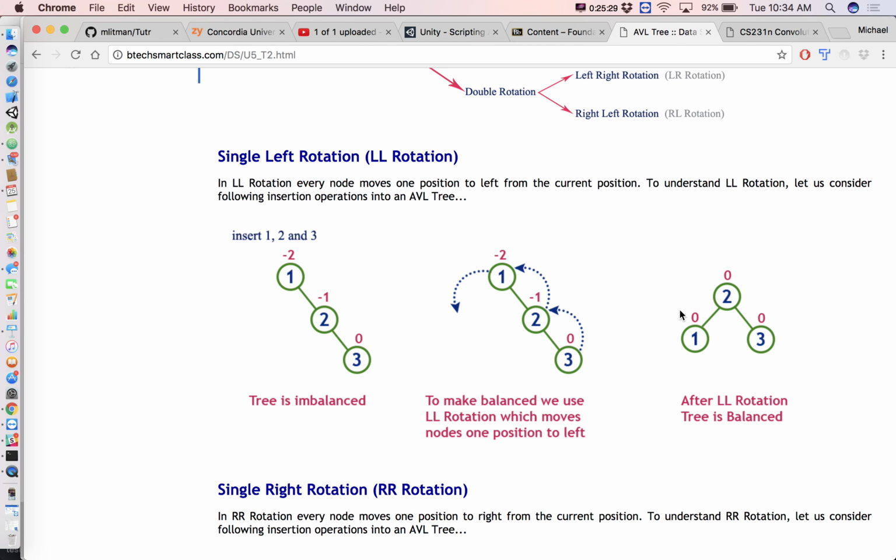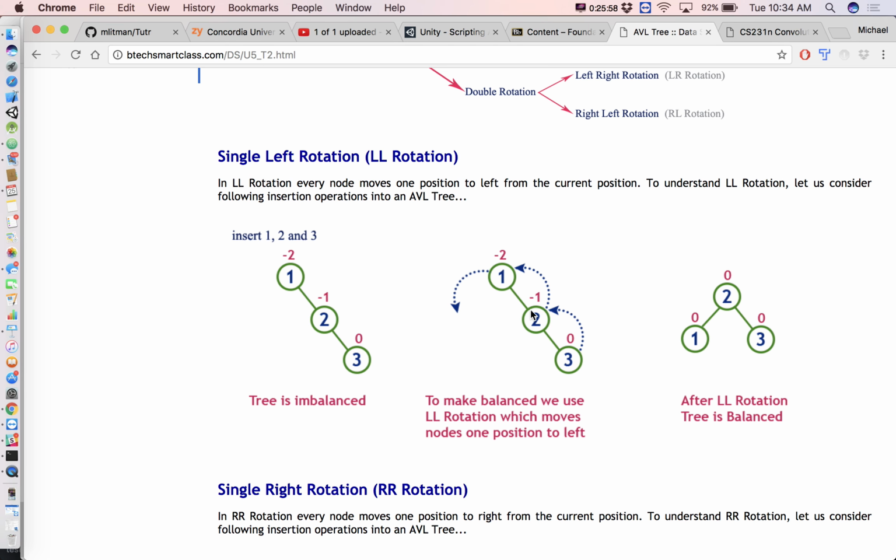All right. So ultimately, since we're out of balance at this top level, we want to pivot. We're moving each node to the left, which means the 1 rotates left, the 2 rotates left, the 3 rotates left. That's ultimately the positions that happen. Now that's easier said than done.